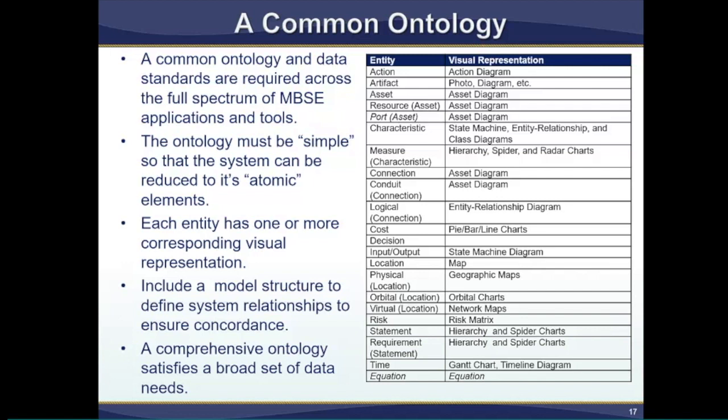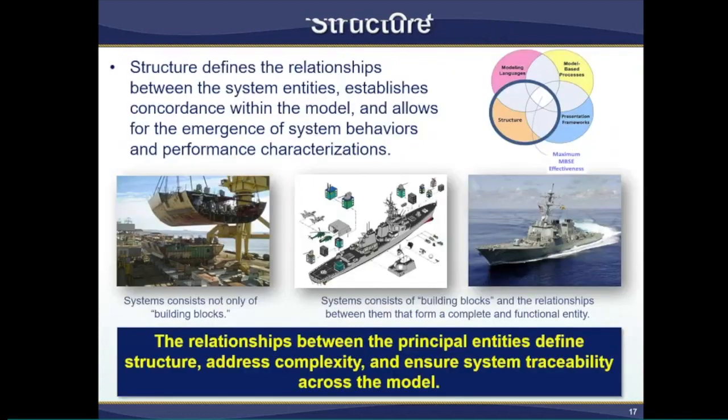The relationships help us to define the structure. So when I talk about structure, I'm going to move on to structure. Structure defines the relationships between the system entities. It allows us to establish concordance within the model, and it allows us to see how the emergent behavior materializes, so we can look at system performance, right?